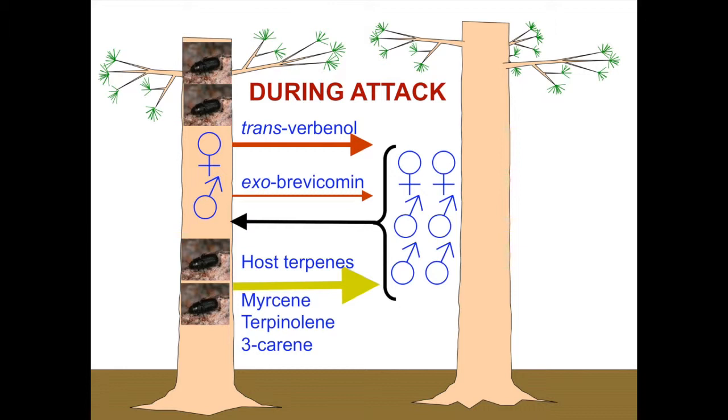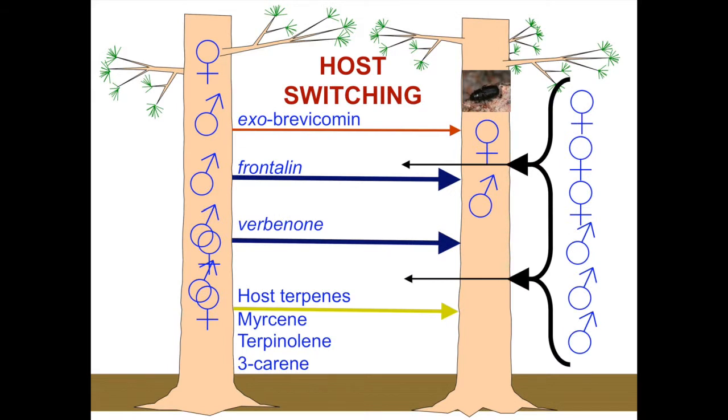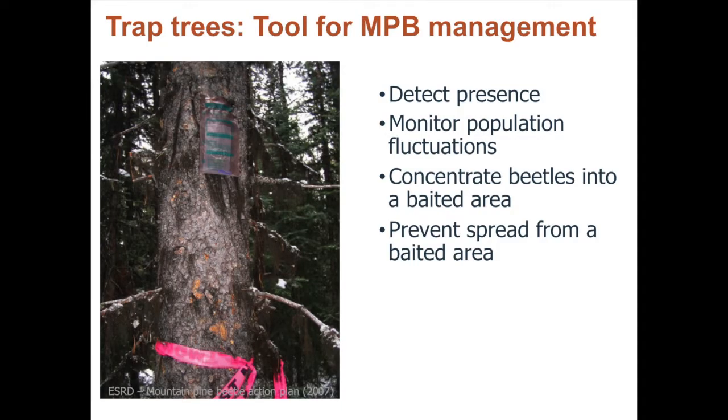And then during the attack, when there's both females and males there, the males start producing exobrevicomin, and together all of these components attract a lot of beetles, and this is that mass attack behavior that we see. But at some point, the tree fills up, and anti-aggregation pheromones are made, and that directs beetles to attack adjacent or neighboring trees. But we're interested in these aggregation pheromones and how they can be used in management.